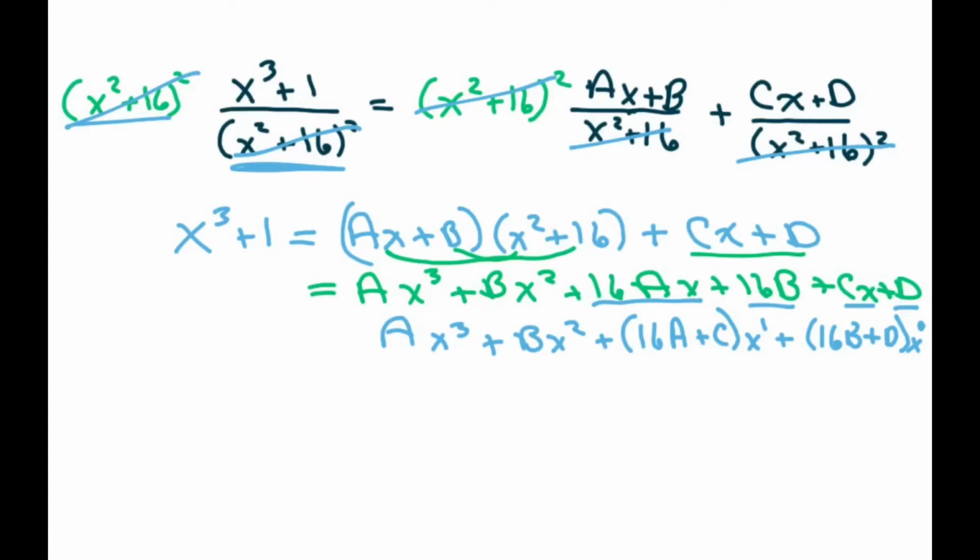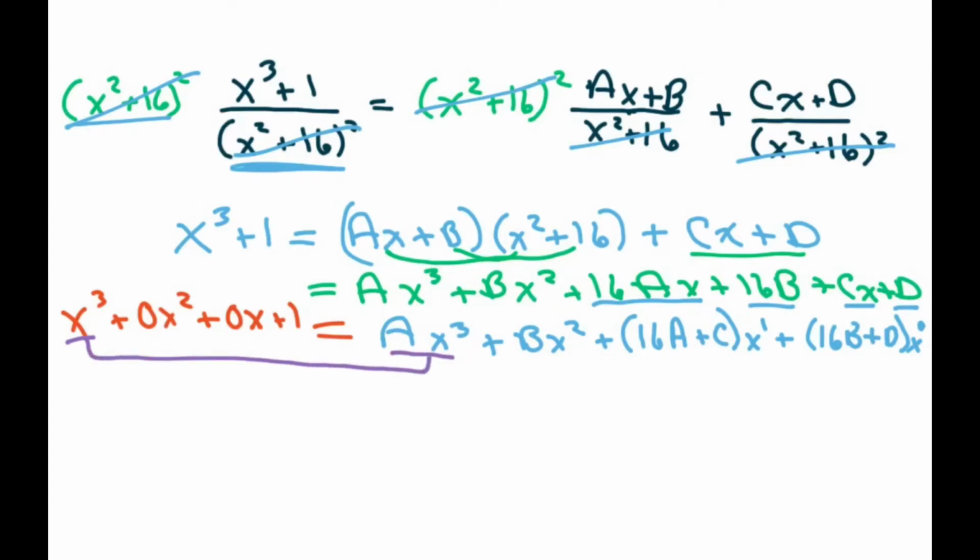And now on this side, what I'm going to do is a placeholder for everything. So I'm going to do x cubed plus 0x squared plus 0x plus 1. And you could do x to the 0 there if you want. And then all you're going to do is match everything up. So for my x cubed, you match these two up. My a is 1. So we have a equals 1.